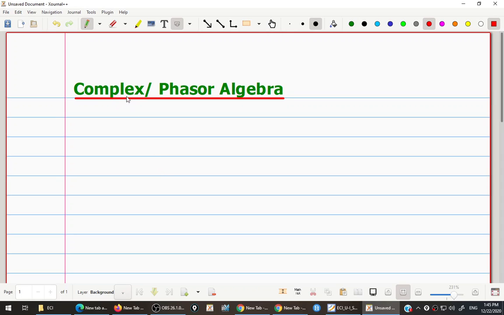Hello friends, our today's topic is complex algebra or phasor algebra. So we already know what algebra is. Algebra means there are some mathematical equations involved. But what about phasor?